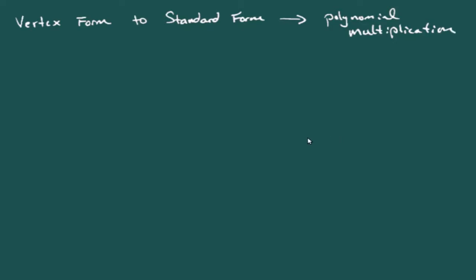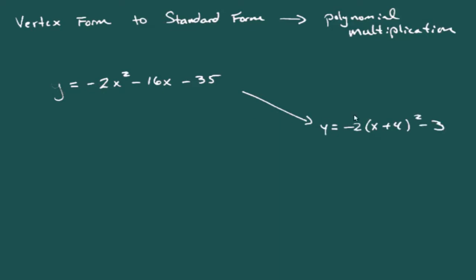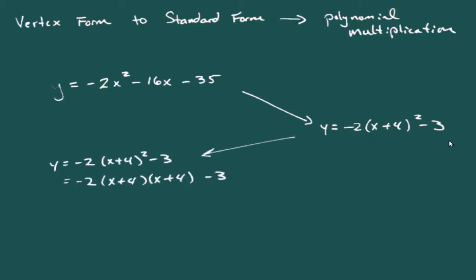And so if we go back to the two examples that we just did, we started with y equals negative 2x squared minus 16x minus 35. We got the vertex form, which was y equals negative 2 times x plus 4 quantity squared minus 3. And so if we go back to standard form, that's really just multiplying out what we have. So we've got our negative 2 times x plus 4 quantity squared. Well, that x plus 4 quantity squared is just x plus 4 times x plus 4.